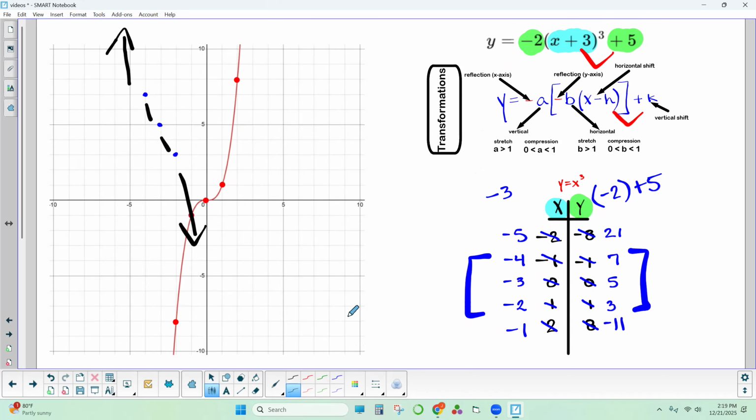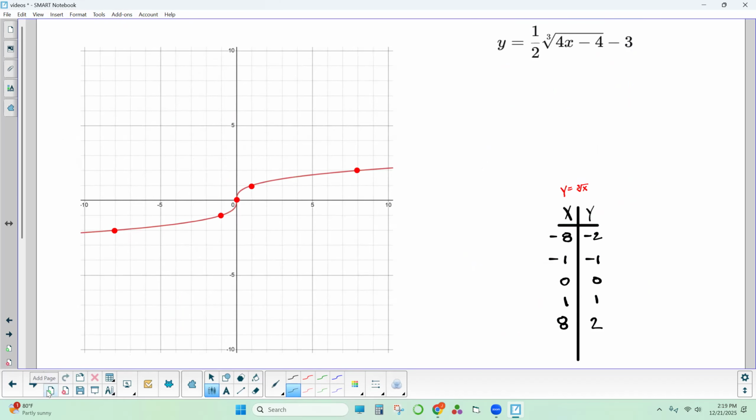All right. Let's look at another one. So for our second one here, we've got a cube root function. So I've got the parent function of a cube root, okay? And I've got the table. And what we're going to do is we're going to apply the transformations the same way.